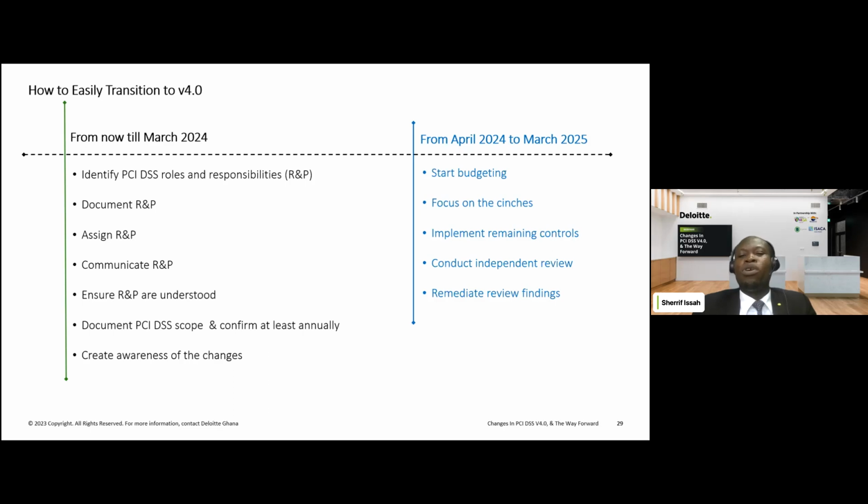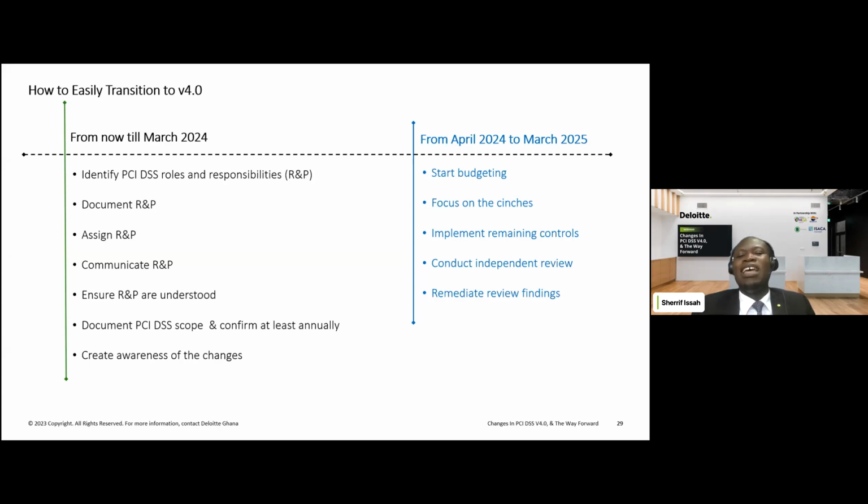Then the next thing is to focus on the quick wins. By this, we mean that some of the new requirements you saw are not capital intensive. They don't need so much logistics to implement. So get them done as you're waiting for your budget to go through. Then after that, you can implement the remaining controls. These remaining controls are the capital intensive or time demanding requirements that you may have to implement.